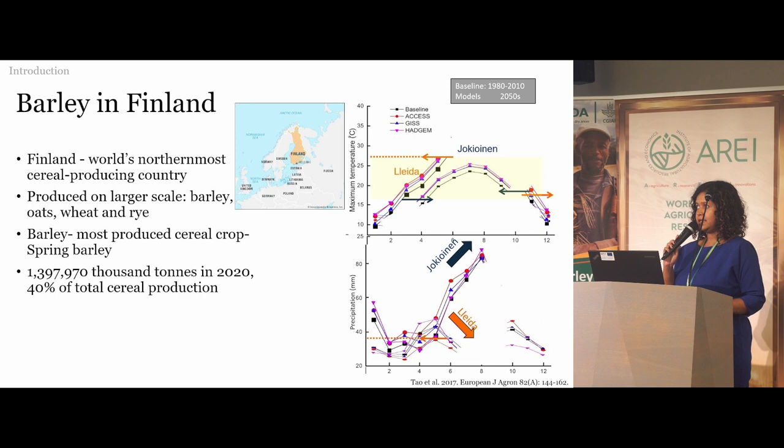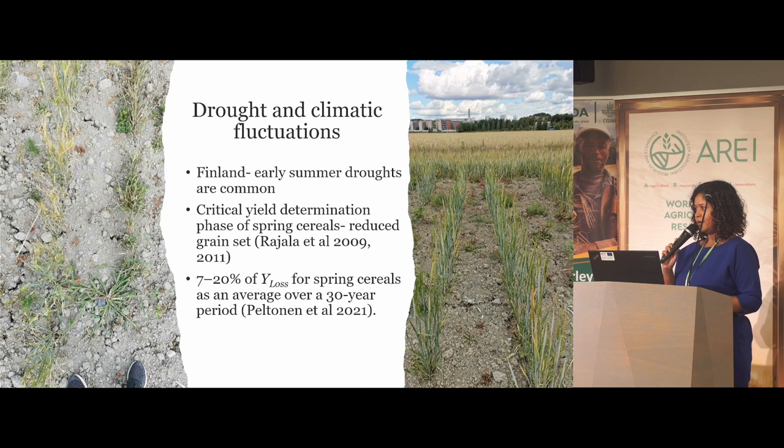As mentioned by previous speakers, the climate is changing and drought is one of the most affecting environmental stresses, causing up to 80% of crop loss, depending on the crop and the area. And in Finland, early summer droughts are the most common, which affect the critical yield determination phase of spring cereals. And ultimately, it affects the grain set.